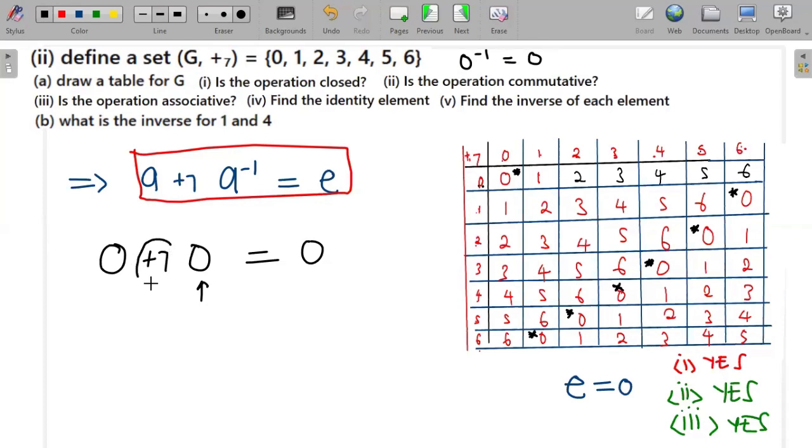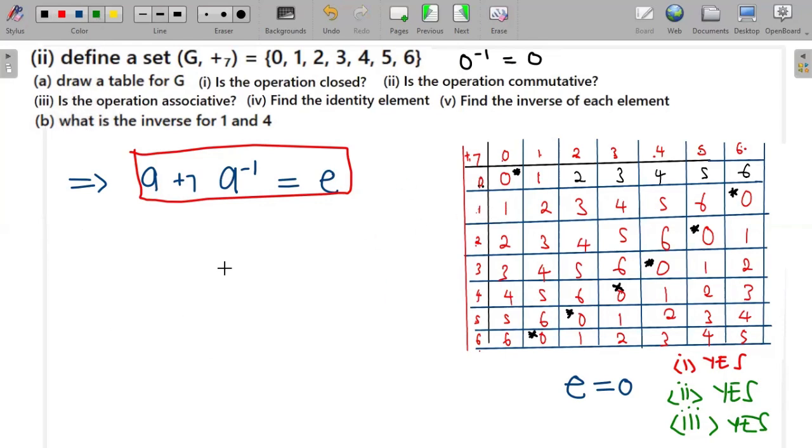Okay, or any other combination that you may have there. It won't always be modulo 7. It can be modulo 5. But as long as those two are giving you the identity element, then we're going to say whatever is here is the inverse of whatever is there. Okay, so that's the inverse of 0.